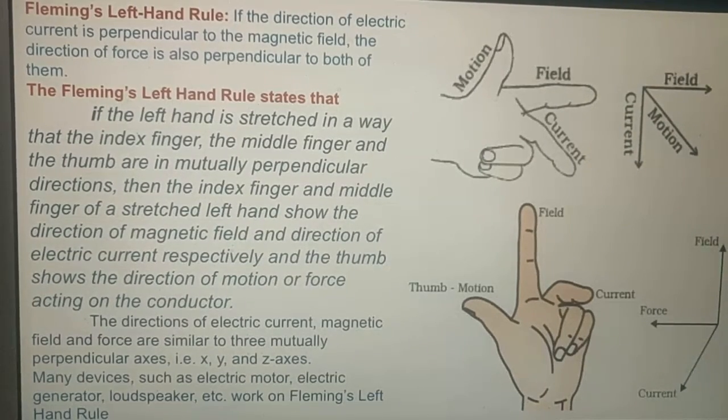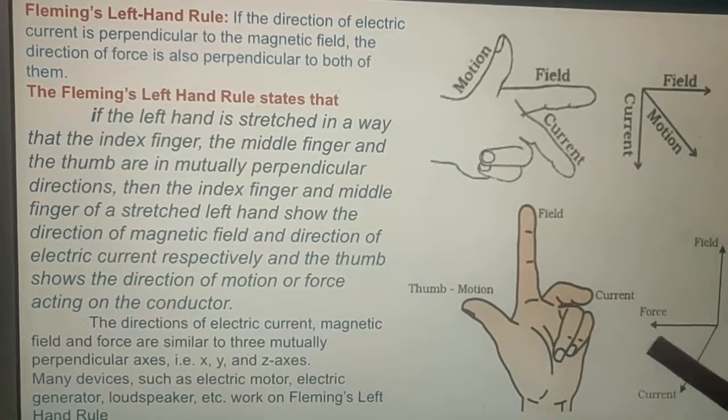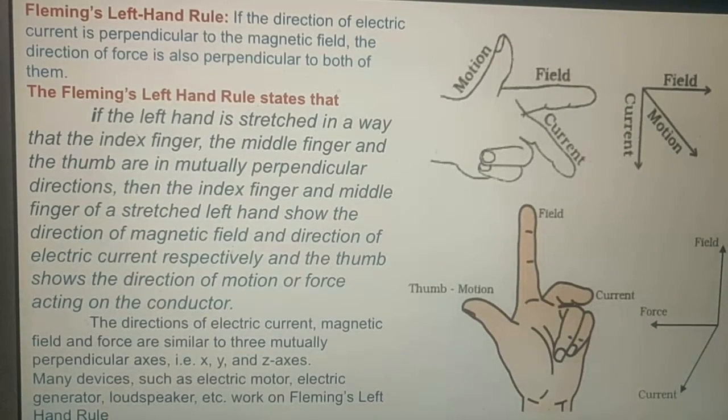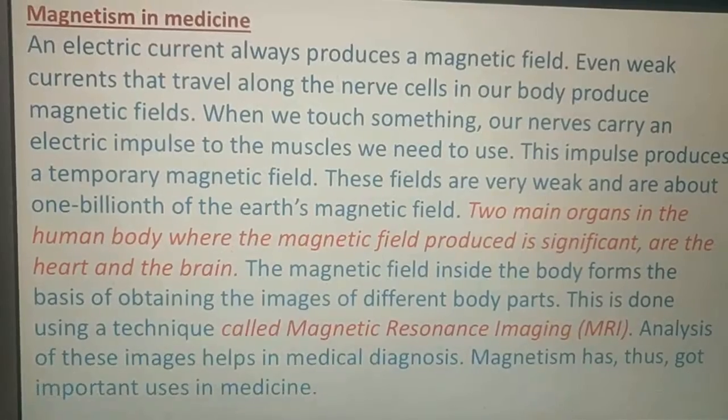The direction of electric current, magnetic field and force are similar to three mutual axes X, Y and Z, and many devices such as electric motor, electric generator, loudspeaker etc. work on Fleming's left hand rule.